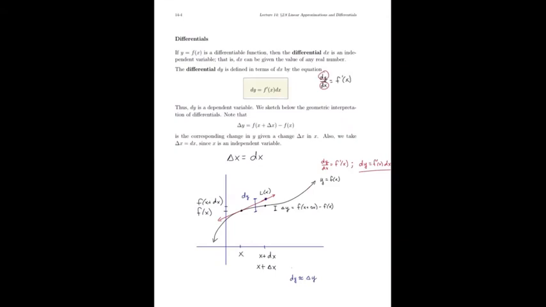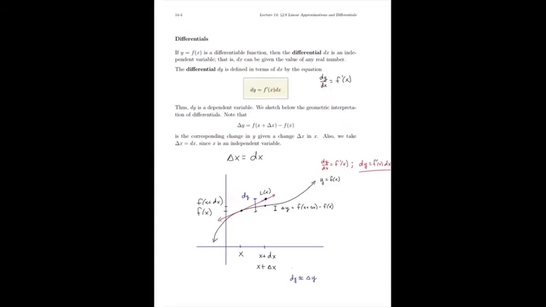And these have been sort of vaguely hinted at all along. Now we're going to make that a little bit more formal. Okay, so x is an independent variable. So dx, the differential dx, is going to be an independent variable as well. Okay, and we'll do more with that in just a moment.